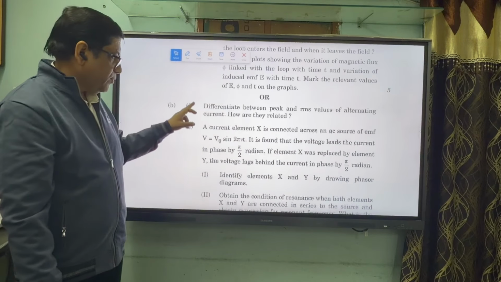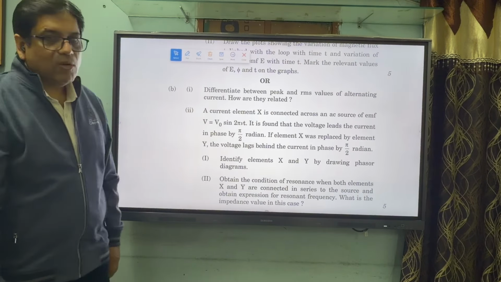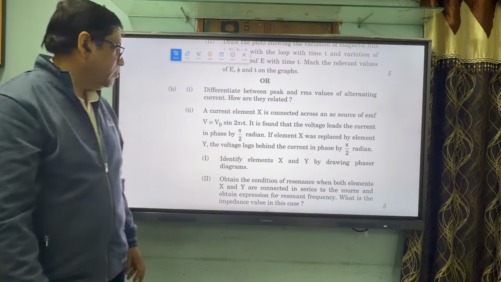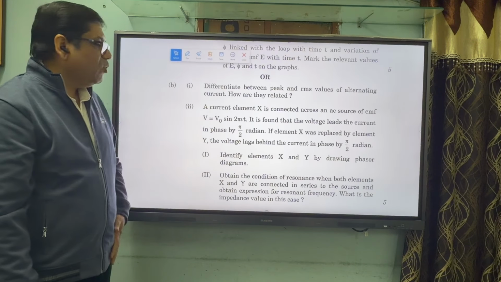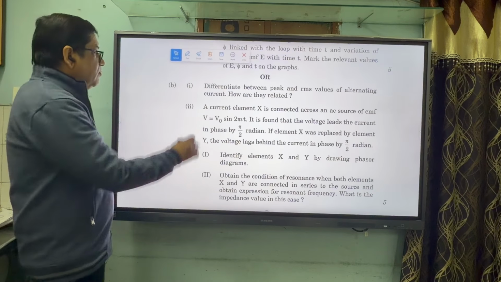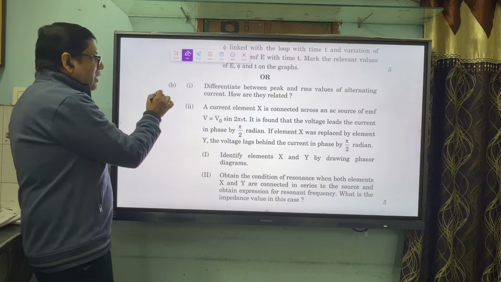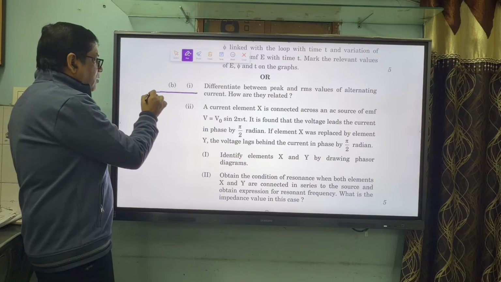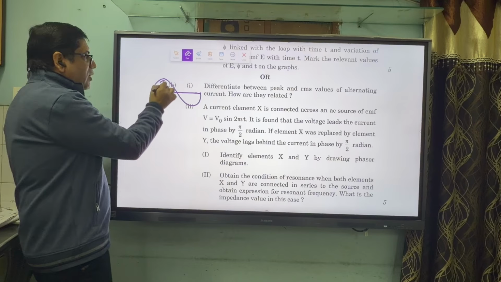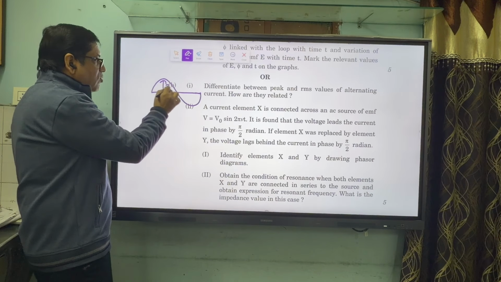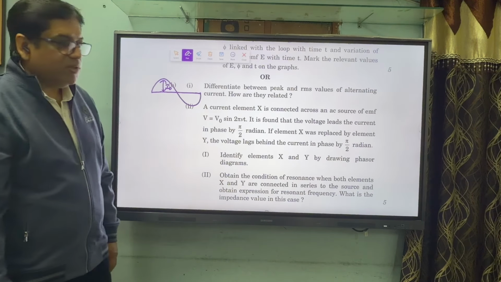Okay. Next question: differentiate between peak and RMS value of alternating current. How are they related? Suppose we have an AC current like this. The highest value of current in a cycle is known as its peak. So highest possible value is the peak value.